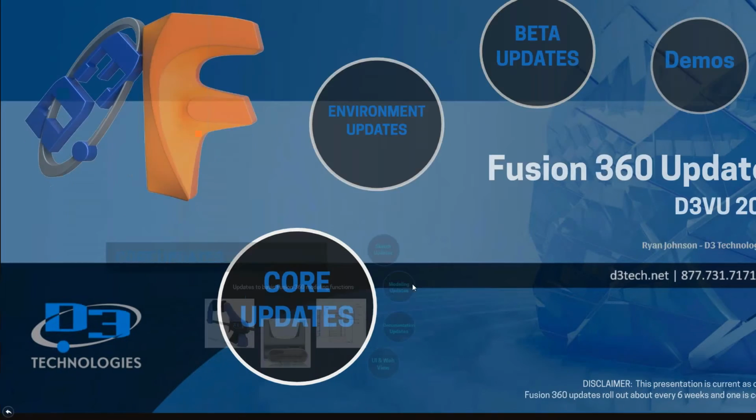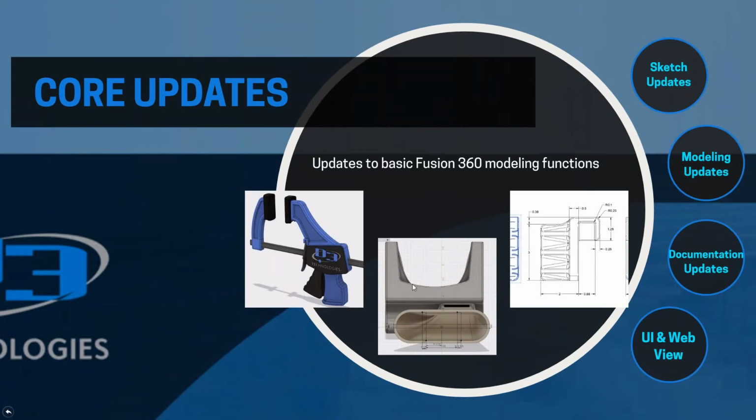Okay. So first we have the core updates, and like I said, this is the basic modeling functions in Fusion 360: sketching, modeling, documentation, the user interface, and the web view. If you're not familiar, Fusion runs as an application on your computer, but all of the data is stored in the cloud, so it's tied to a web interface. You can also see a lot of details and do design reviews on the web, especially if you're using a Fusion Team Hub. So we'll go through that.